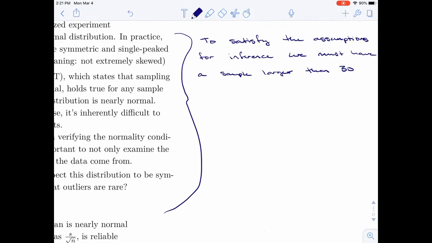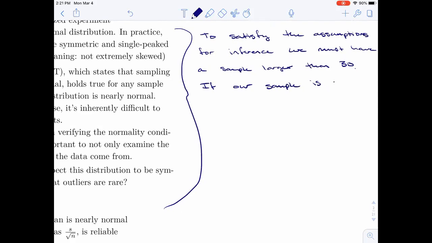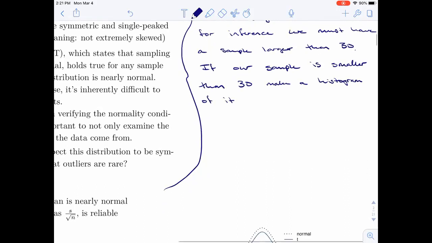So we have to have a sample size larger than 30. That's not always going to be the case, right? And so if our sample is smaller than 30, check the distribution. What I mean by that is make a histogram of it to make sure it's unimodal, so just one peak, and symmetric.